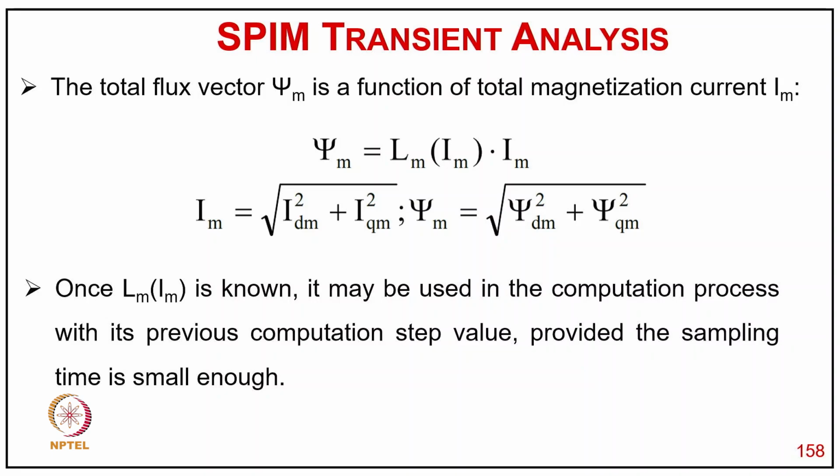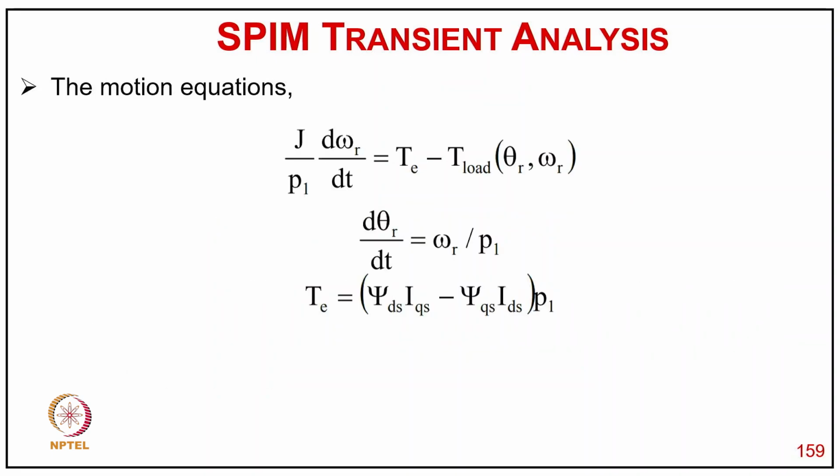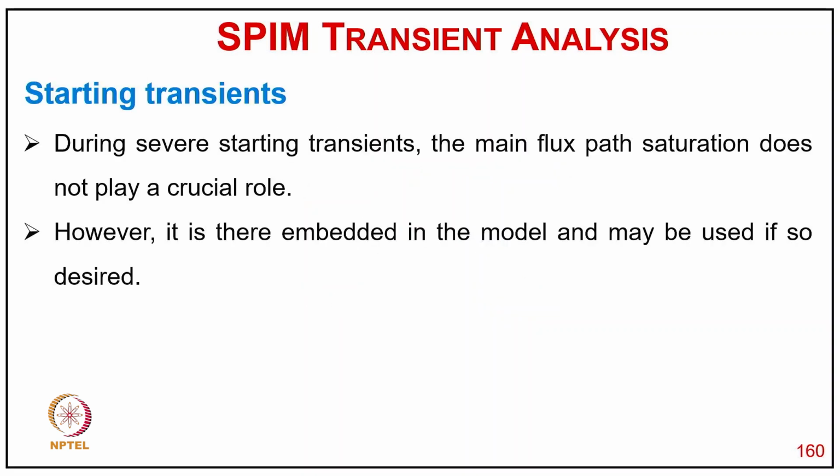So once LM as a function of IM is known, it may be used for computation with the previous computation step value, provided the sampling time is small, and the motion equation is J upon P1 d omega r upon dt equal to T minus TL, and d theta upon dt equal to omega r upon P1, where the torque is phi ds IQS minus phi qs IDS times P1. Now coming to starting transients: during severe starting transients, the main flux path saturation does not play a crucial role. However, it is embedded in the model, so it may be used if desired.